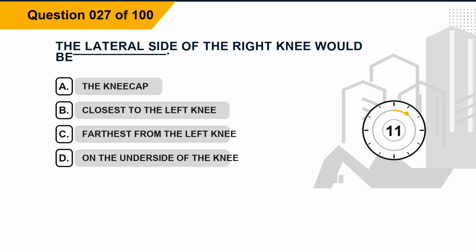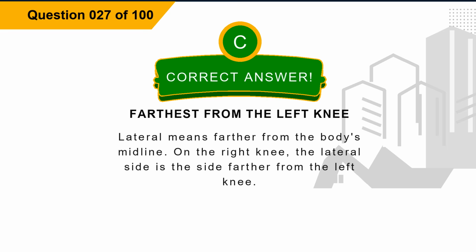Question 27. The lateral side of the right knee would be blank. Option A, the kneecap. Option B, closest to the left knee. Option C, farthest from the left knee. Option D, on the underside of the knee. The correct answer is option C, farthest from the left knee.